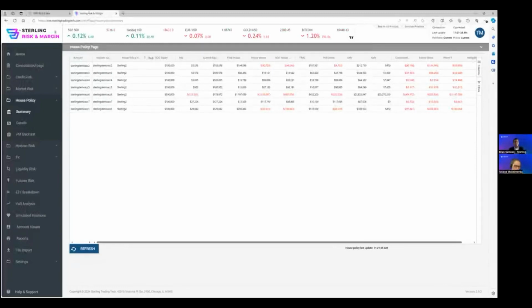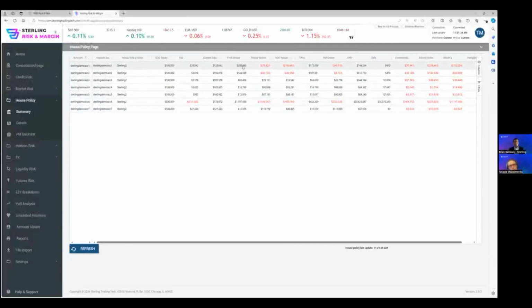For example, Goldman house policy, Apex house policy, we have them configured out of those building blocks that we already created. So this Sterling 2 house policy is a very simple one, and hopefully it will be easy to follow. Before I show how it looks on the back office, the number of interest for you would be this final house number here. So final house for account number 1, for example, is $208,000.